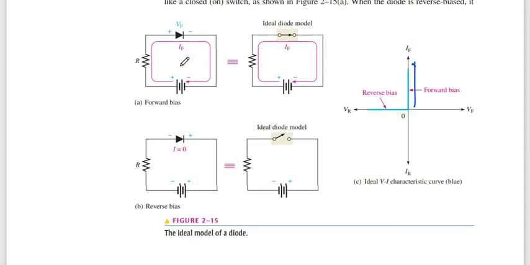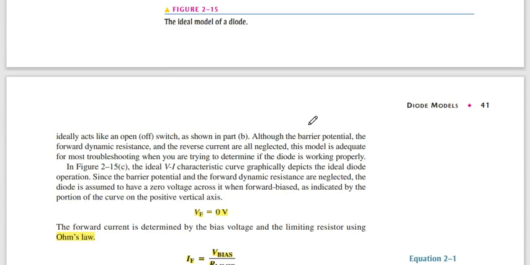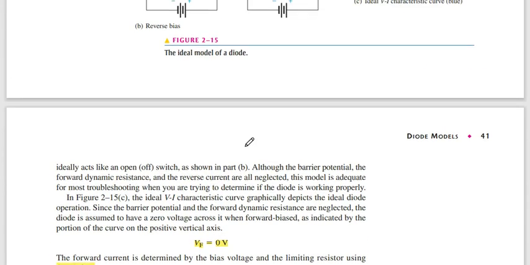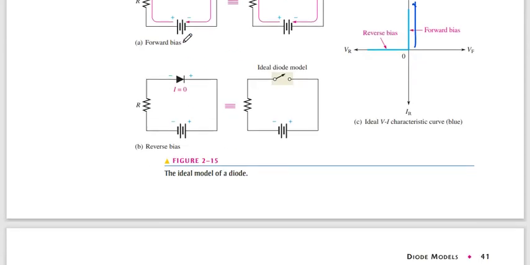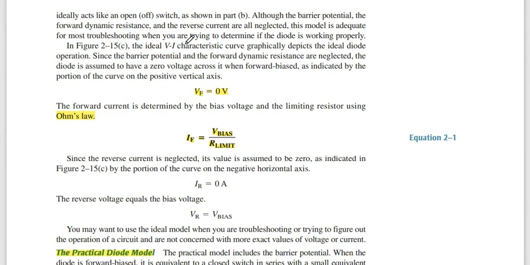On the other hand, in reverse bias, no current flows through the circuit, as it acts as an open circuit. As we increase the voltage in reverse bias, no current can flow through the circuit. This is the ideal mode. Vf is the diode voltage, the forward bias voltage.